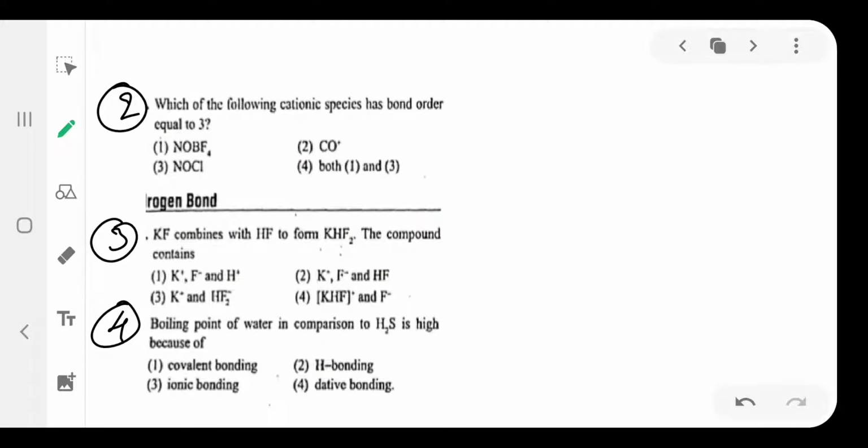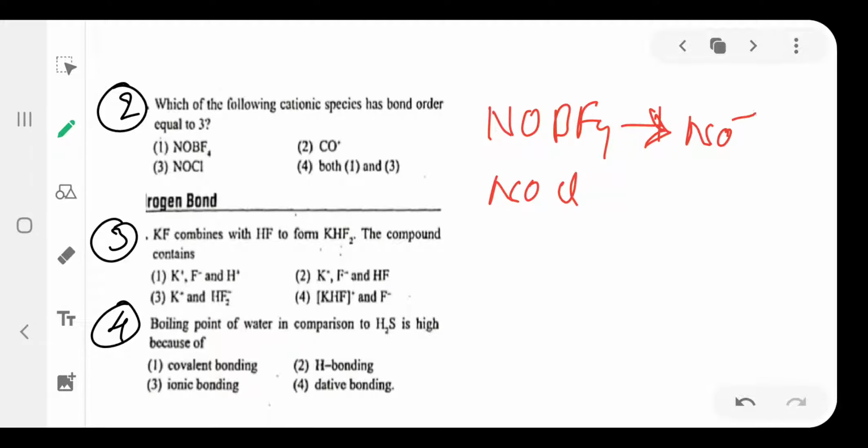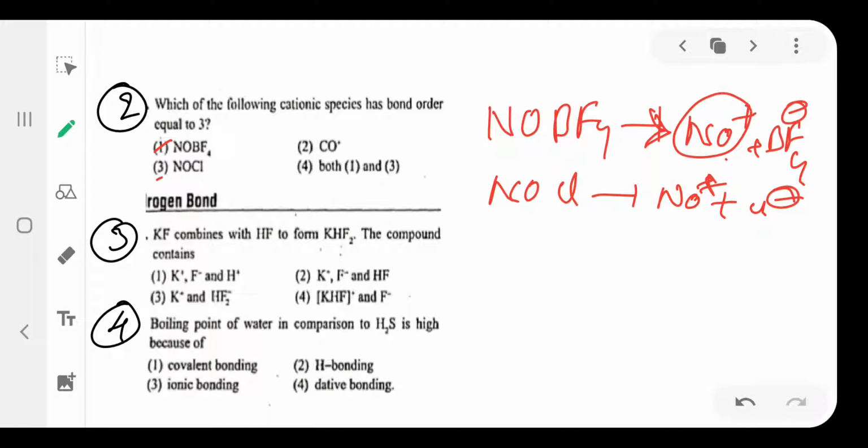Then the next one: which of the following cationic species have bond order equal to 3? Here, NOBF4 and NOCl. NOBF4 dissociates to form NO plus and BF4 minus. Like that, here also it dissociates to NO plus and Cl minus. These two compounds will give NO plus. And this is only CO plus.